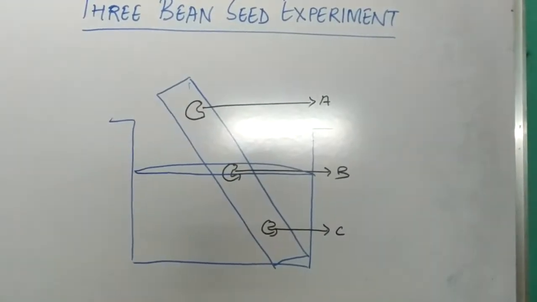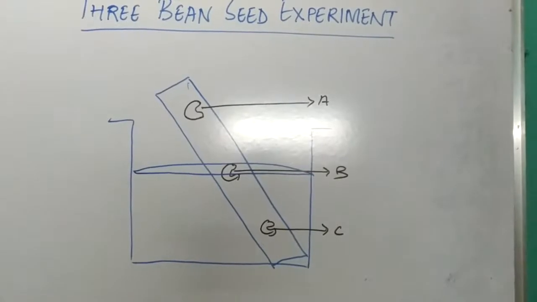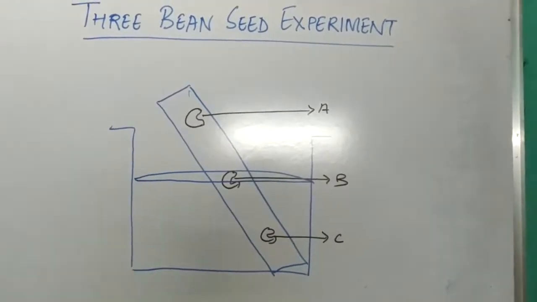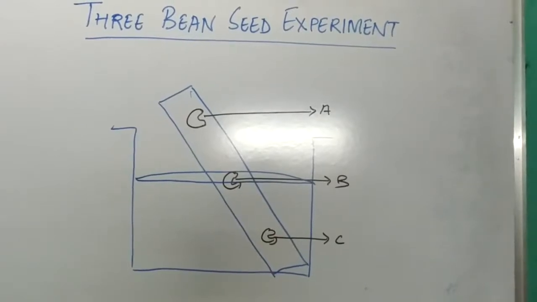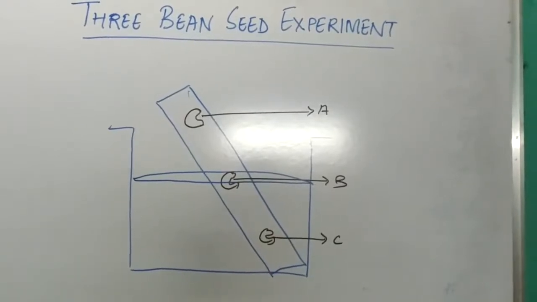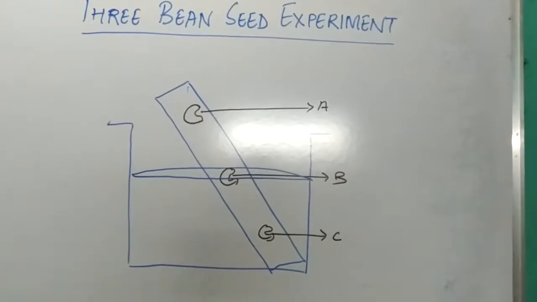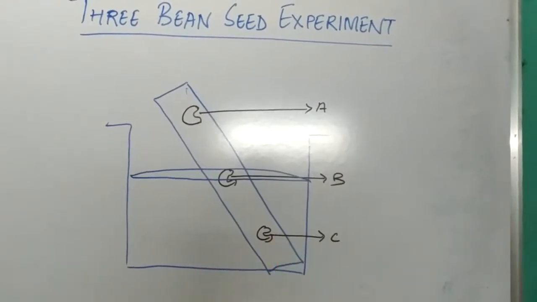Let me mention one thing, students. Since bean is a land plant, that means it is not a water plant, so it cannot take in oxygen inside the water. That is why I am saying that oxygen is not available over here.